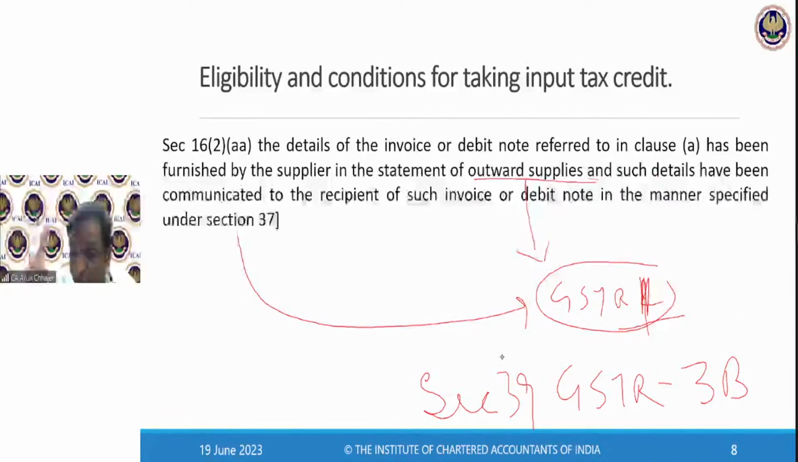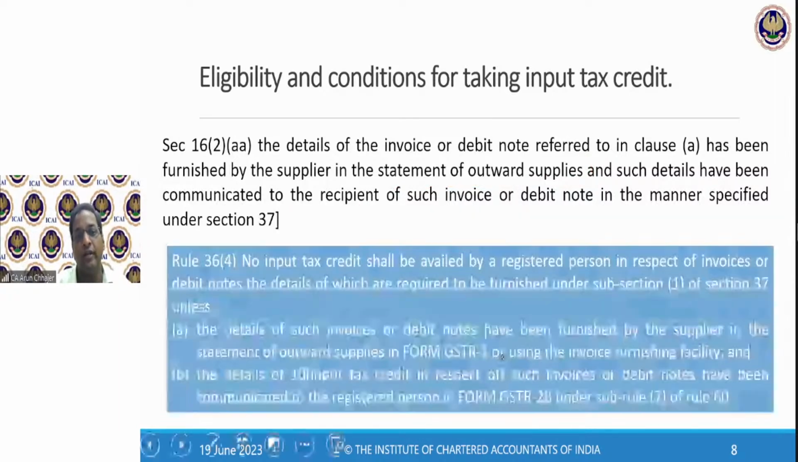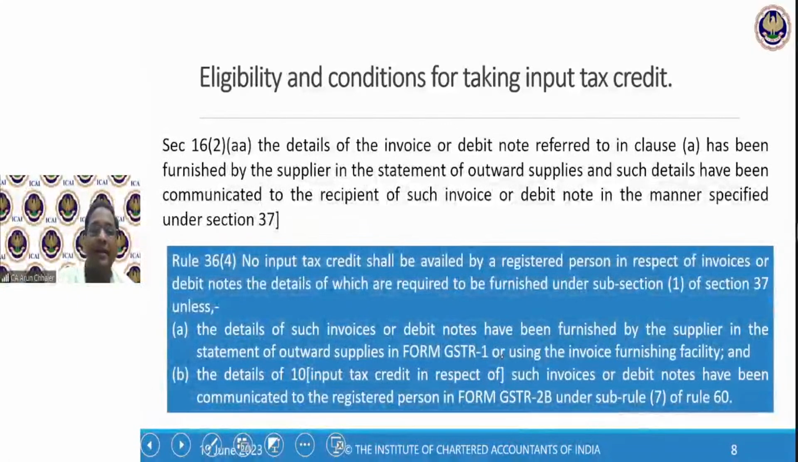And they are also saying, and such details have been communicated to the recipient. Now the problem is they are not only saying that it should be reported in the GSTR 1, it should be communicated to the recipient in the manner as specified. Now, how to communicate? For that, there is another rule.